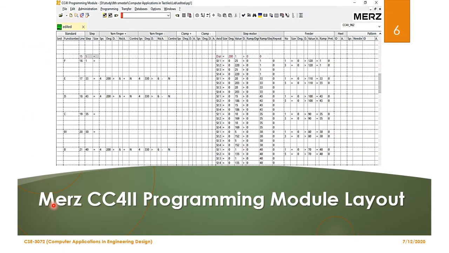Here is a general layout of the Merz C4II programming module. It consists of a standard column, step, yarn finger plus and yarn finger minus column, clamp plus, clamp minus column, step motor column, feeder column, heel and pattern column. There are some other columns which are not visible here. We will discuss those columns in the presentation which are associated to some mechanical parts on the machine during manufacturing of a normal stocking.